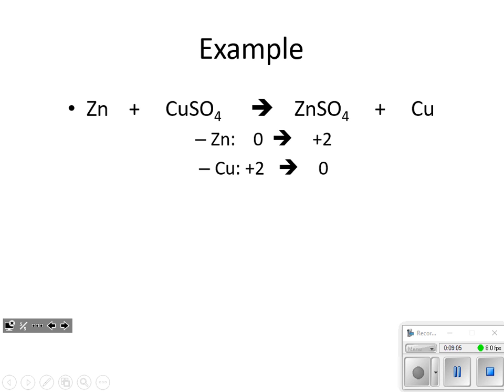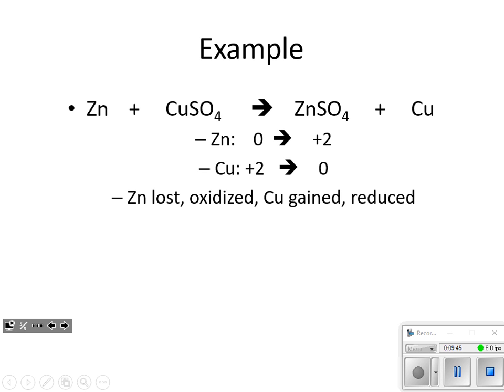What you're expected to do is to write an equation, assign oxidation numbers, and then be able to identify that the zinc lost electrons. Electrons are negative particles, which means when you lose a negative, you become more positive. Copper gained electrons. Therefore, it is reduced. Lose electrons oxidized, LEO. Gain electrons reduced, GER.